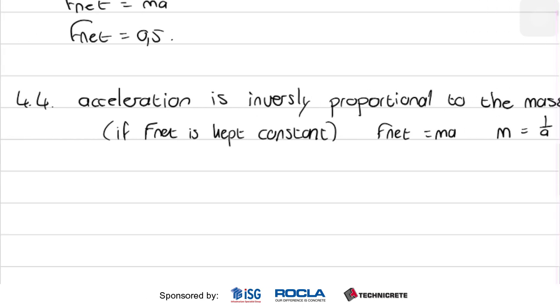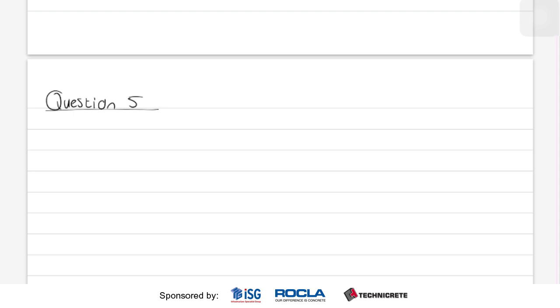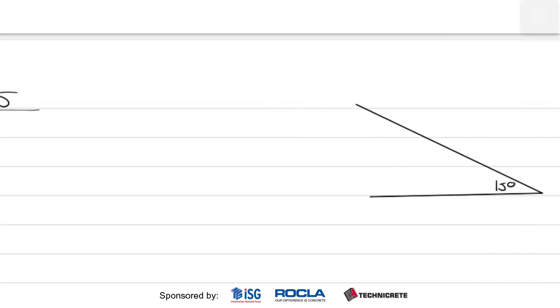All right. So now we can move on to our question 5. Question 5, we are still dealing with our Newton's laws, where they tell you that you have an inclined slope at 15 degrees to the horizontal. You have a point here of A, B, and the bottom point here of C.